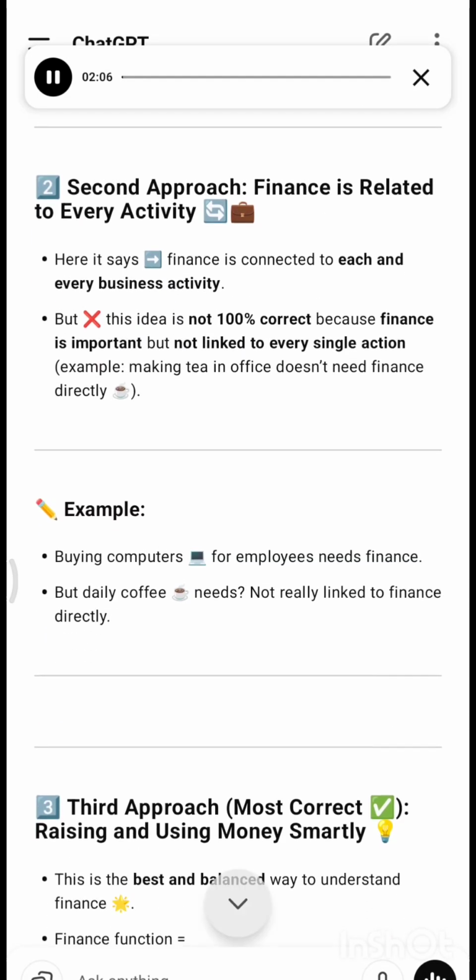2. Second approach. Finance is related to every activity. Here it says, finance is connected to each and every business activity. But this idea is not 100% correct because finance is important but not linked to every single action. Example, making tea in office doesn't need finance directly. Example, buying computers for employees needs finance, but daily coffee needs not really linked to finance directly.